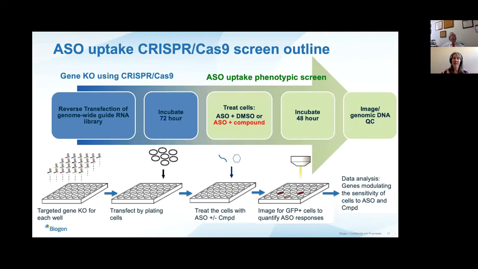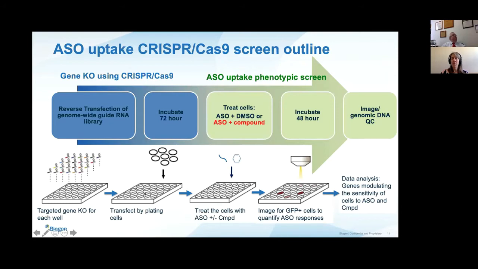So this is just an outline of our CRISPR screen. I'm not really going to spend a lot of time on all of the optimization that we did, though I will in the next few slides talk a little bit about how we evaluated our library and our Cas9 clones. But the basic idea of this screen is that we're going to array our library in our plates, and this is genome-wide. This is just over 19,000 different genes targeted by the library. There's 4 guides per well.